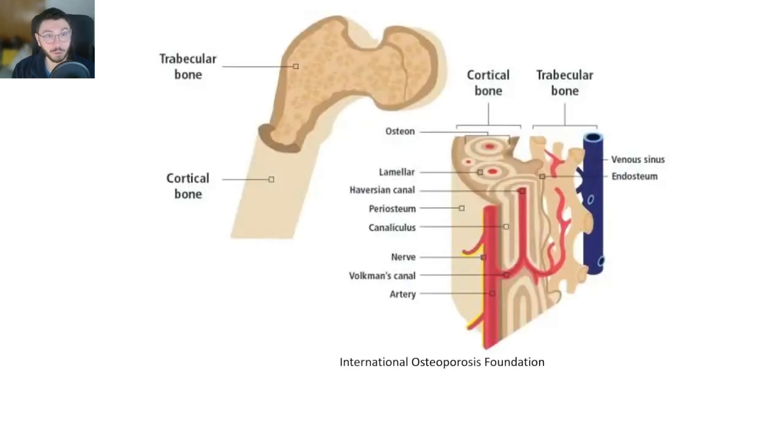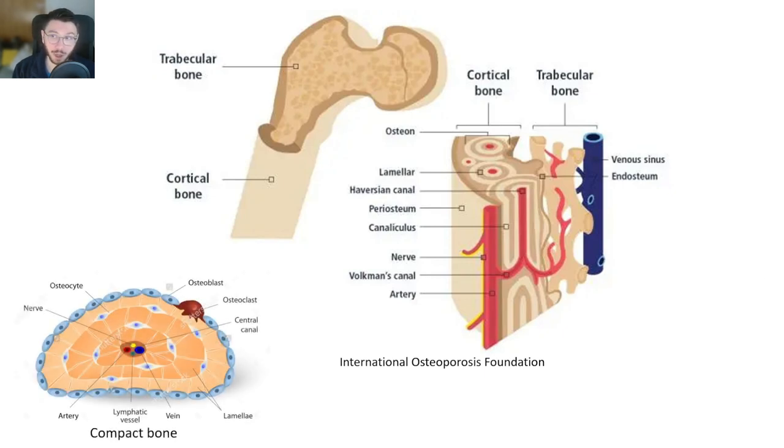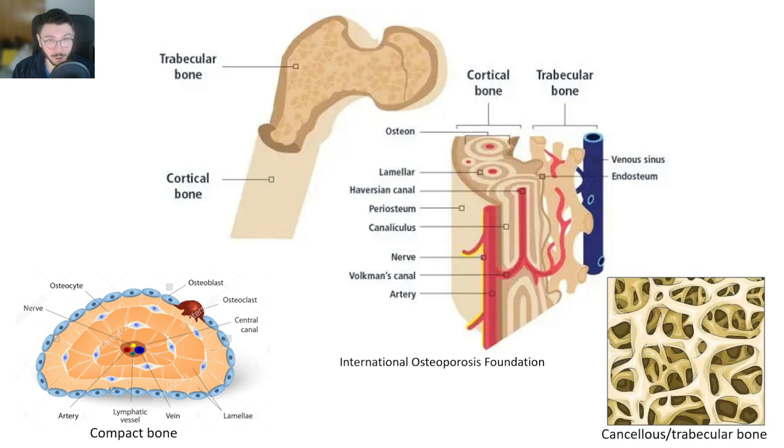There are different types of bone as well. On the one hand, we have compact bone, or cortical bone. And on the other side, we have cancellous, or trabecular bone. The compact bone lies directly beneath the periosteum of all bones, and it makes up the bulk of the diaphysis in long bone, so it's this component here.